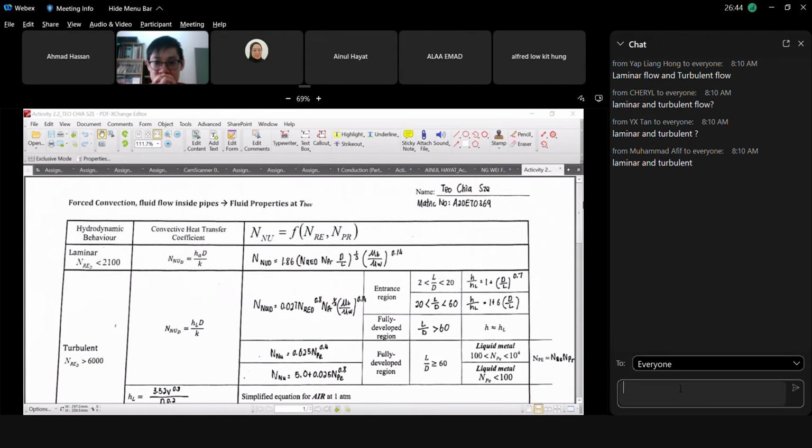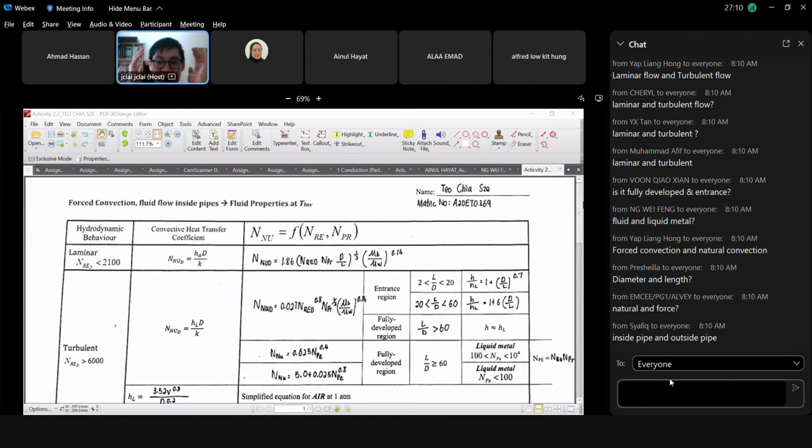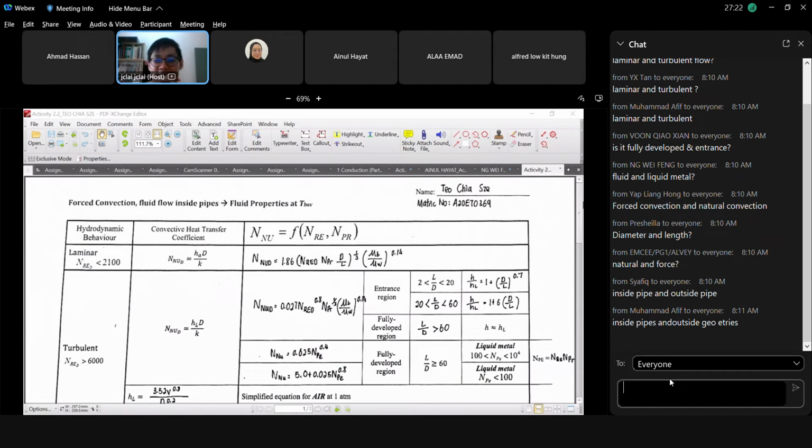Laminar and turbulent. Unfortunately, that's not the answer. Not laminar and turbulent, no. Try to think. Fully developed and entrance, no. Good try. Keep trying. Fluid and liquid metal, no. Hey, come on, try to think. Don't just try the main type. Inside and outside pipe. Almost there, Shafiq. Almost there. Inside pipe and outside geometries.